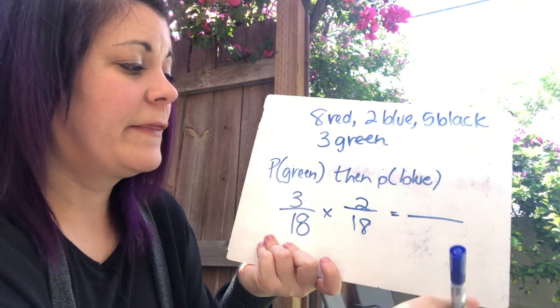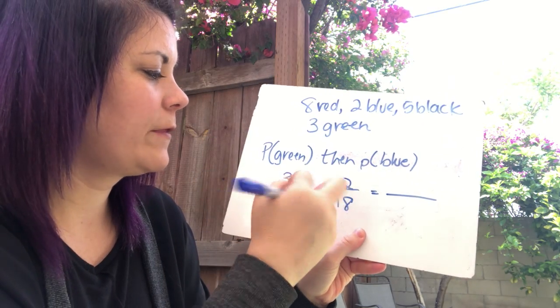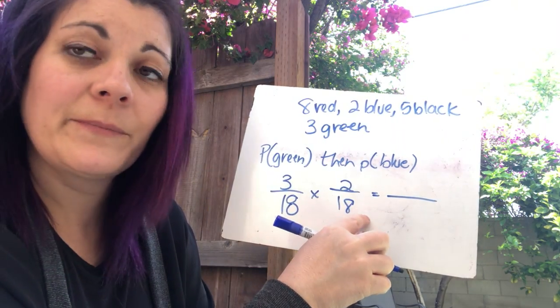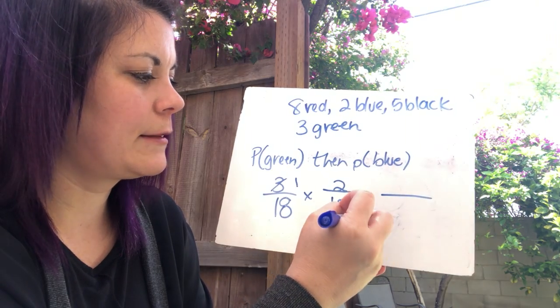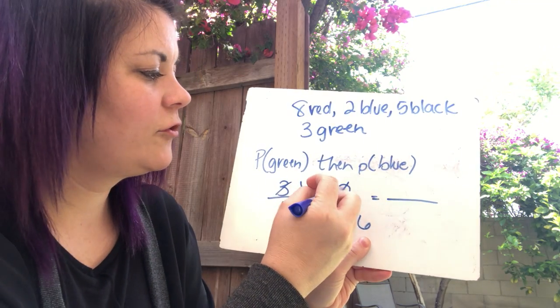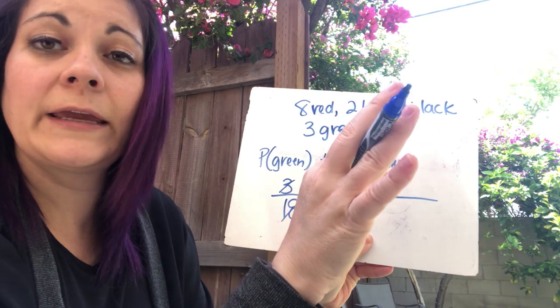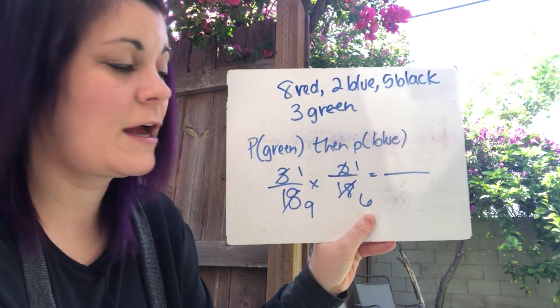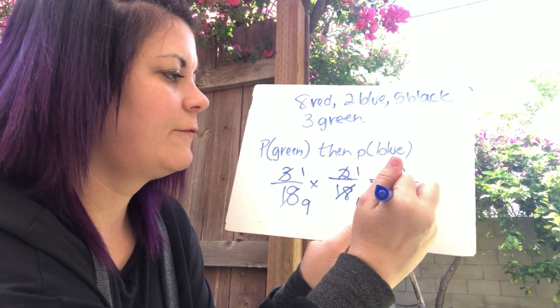So, if you know multiplication of fractions and cross-reducing, you know that I can divide 3 and 18 by 3. 3 divided by 3 is 1. 18 divided by 3 is 6. And 2 and 18, I can divide them both by 2. 2 divided by 2 is 1. 18 divided by 2 is 9. And now I can multiply the fractions. 1 times 1 is 1. 9 times 6 is 54.